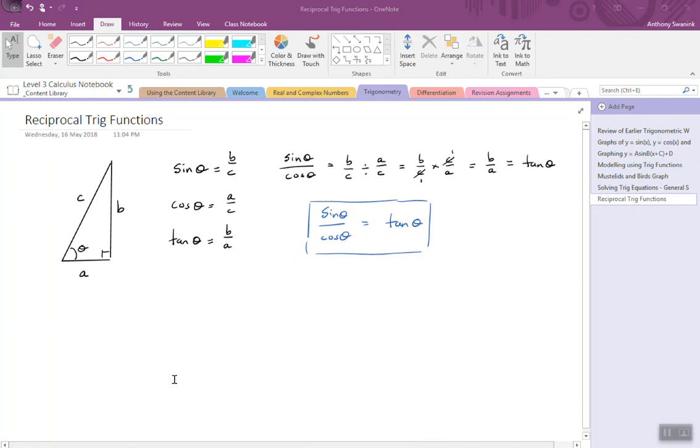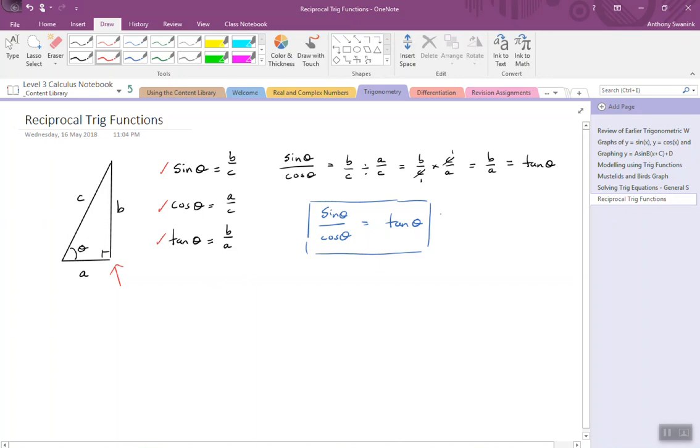So on screen, as you can see, we've got this right angle triangle. Just to highlight a few things here: the three basic trig ratios, as they're called, sine, cosine, and tangent, defined in terms of the sides of this right angle triangle as given here.